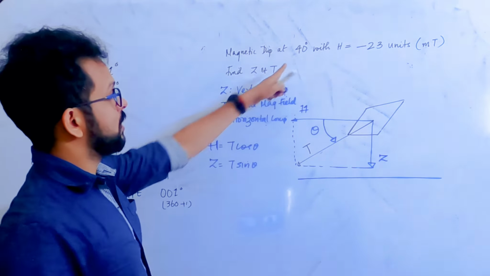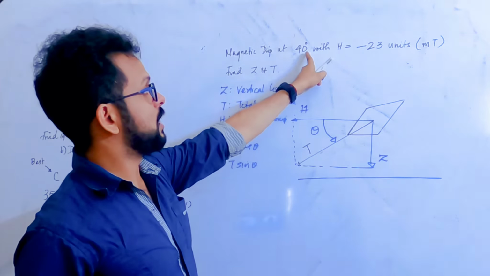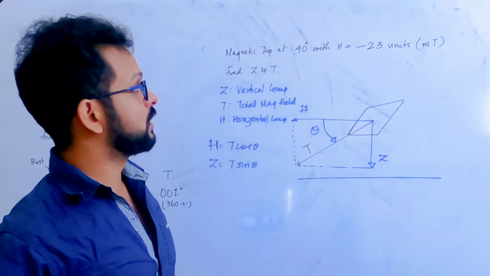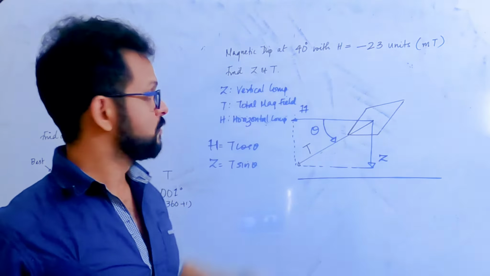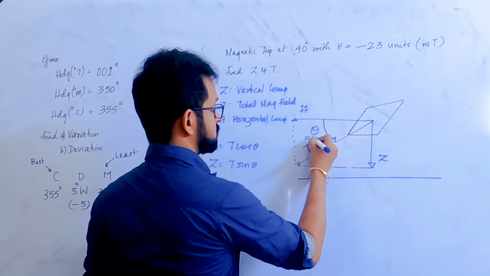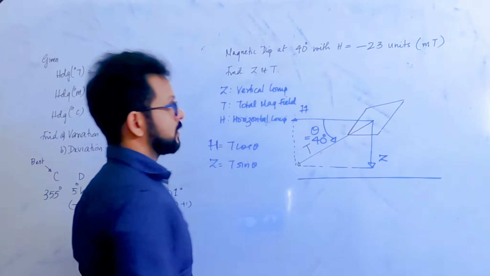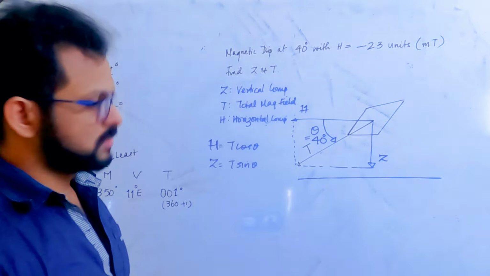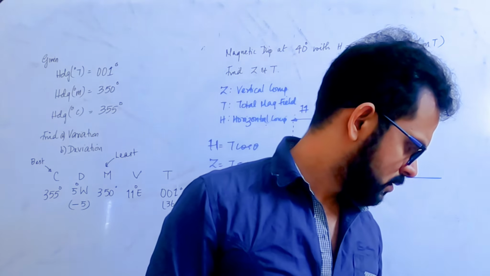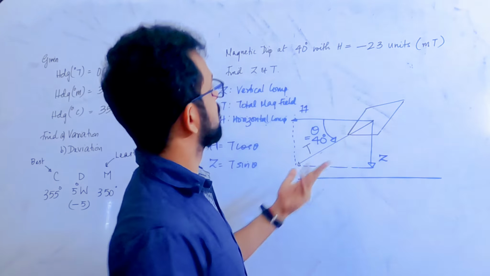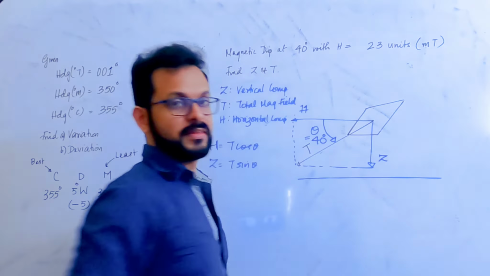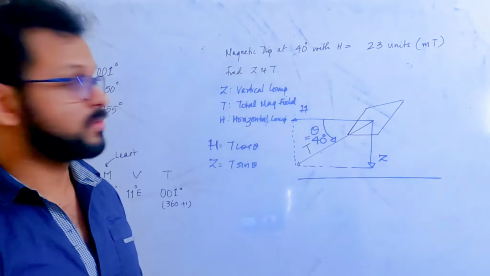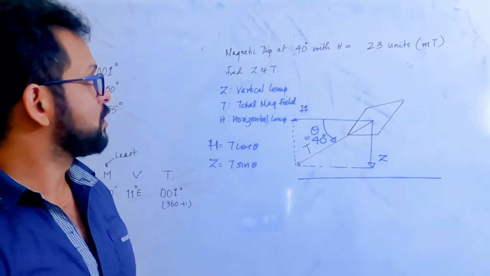Here, dip is at 40 degrees with H equal to 23 units. So dip angle is given at 40 degrees, which means this angle is 40 degrees. H is given as minus 23. So why is it minus? Oh, sorry. It's 23 units, just corrected. I was wondering why it's minus. H is given as 23 units. You're asked to find out the value of Z and T. Can you find out?